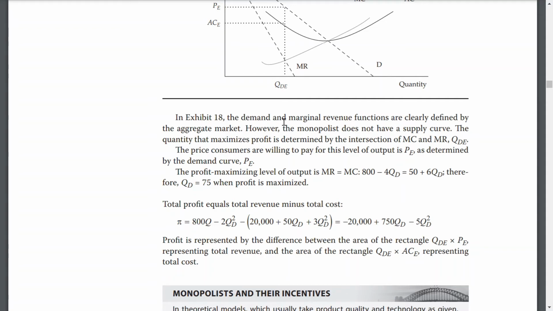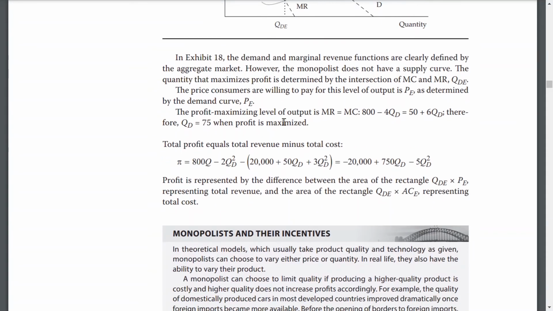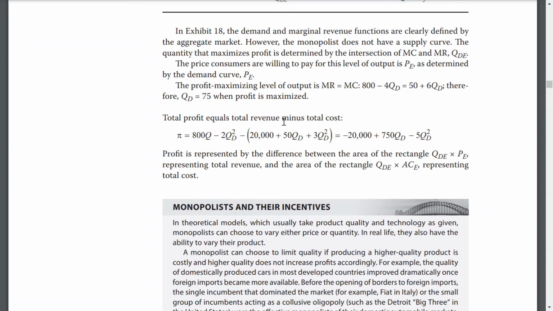QE, the quantity, and the price consumers are willing to pay for that level of output, PE, is determined by the demand curve. The profit maximization level of output is where MC equals MR, which is here, where profit will be maximized. Total profit is symbolized by the sign pi. Profit is represented by the difference between the area of the rectangle QE multiplied by PE, representing total revenue, and the area of the rectangle QE multiplied by ACE, representing total cost.